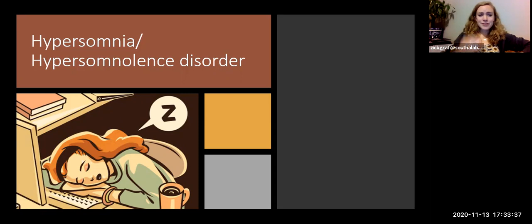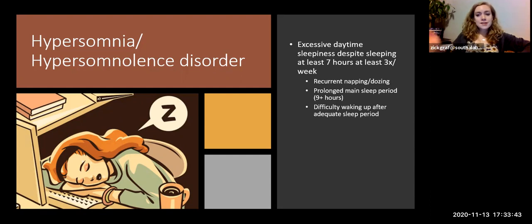Sorry, I lied. There's one more disorder, but this is basically what's known in the DSM as a disorder of exclusion. This is excessive daytime sleepiness despite getting adequate sleep, sleeping at least 7 hours. This happens at least 3 times a week, just like insomnia, and it's accompanied by recurrent napping or dozing during the awake period, or a prolonged main sleep period, so sleeping more than 9 hours and still not feeling refreshed. It can also involve difficulty waking up after an adequate sleep period.